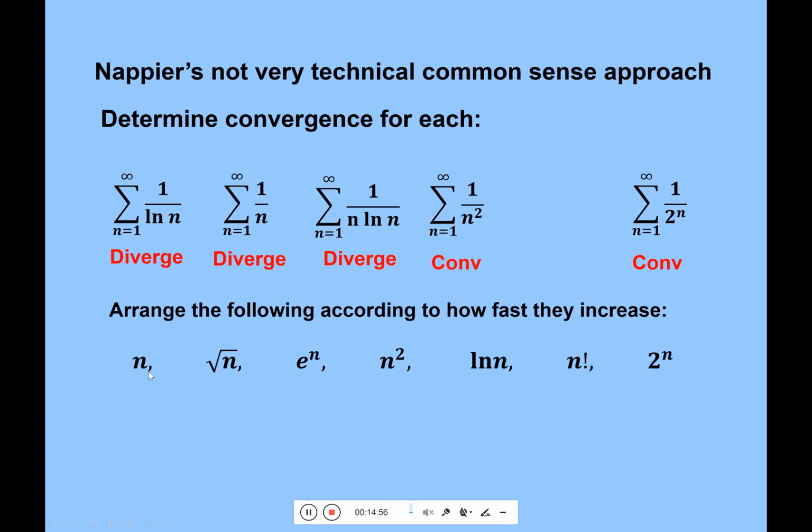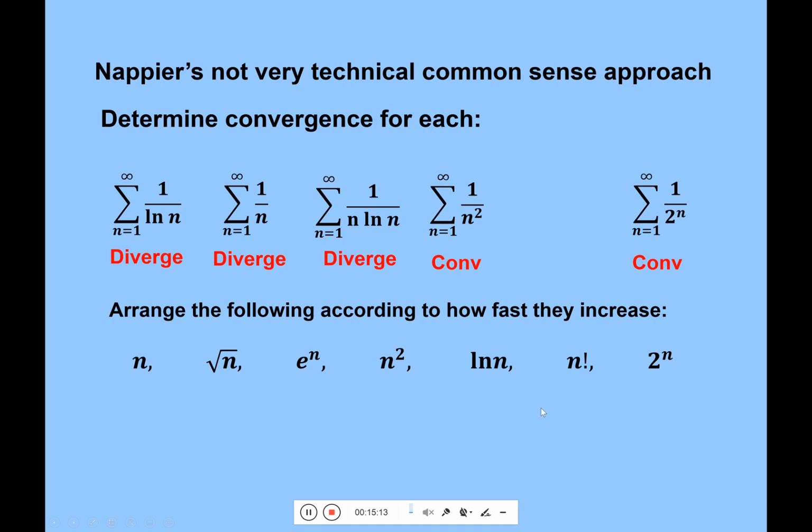If you think about the graph of n, it's linear. If you think about the graph of square root of n, it starts to level off, so it increases slower than n. So let's talk about the fastest. Which of them increases the fastest?